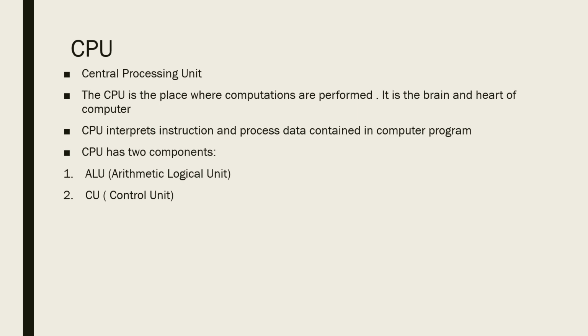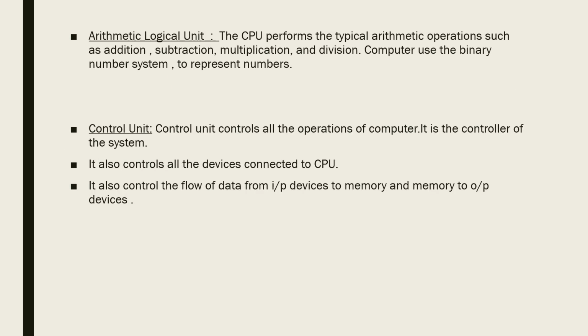CPU is an acronym for Central Processing Unit. CPU is the place where computations are performed. It is the brain and heart of the computer. CPU interprets instructions and processes data contained in the computer program. It has two components, ALU and CU.